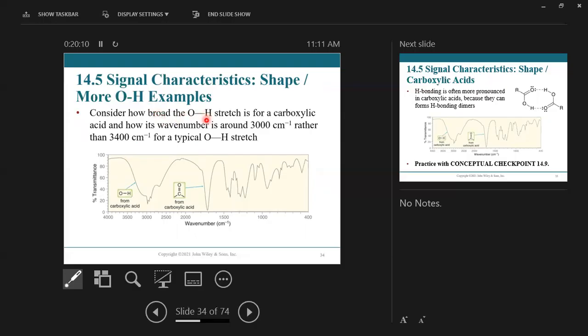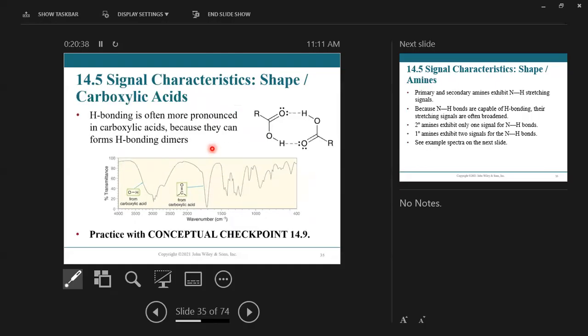So consider how broad the OH stretch is for a carboxylic acid and how its wave number is around 3000 rather than 3400 for a typical OH stretch. Here we have more of a broad peak. It's more narrow right here. Hydrogen bonding is often more pronounced in carboxylic acids because they can form hydrogen bonding dimers. We can see that right here.